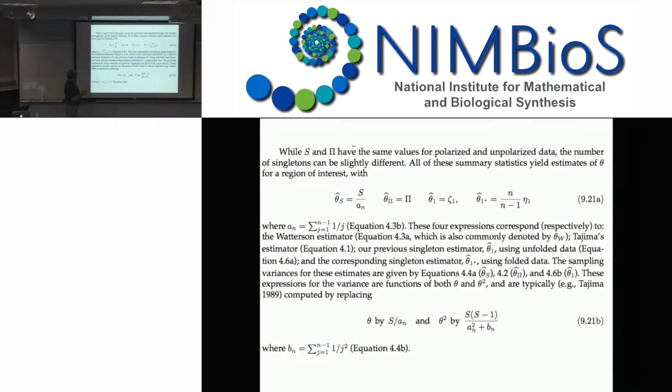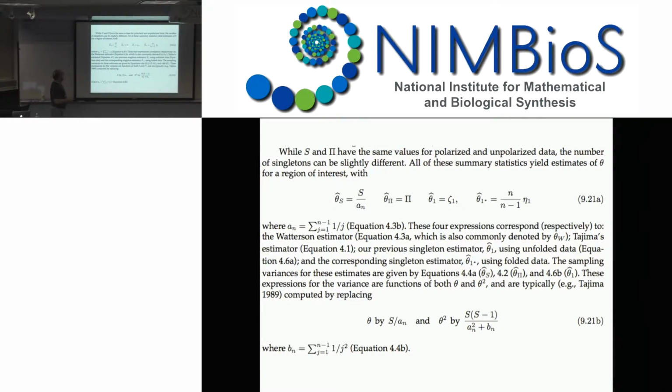So we can have different estimators of theta. Remember, theta is the thing that completely describes this process under the equilibrium neutral model. We've seen before, I can take the number of segregating sites S, and if I divide that by this thing here, which is entirely a function of the sample size, I can get an estimate of theta. That's often called the Watterson estimator.